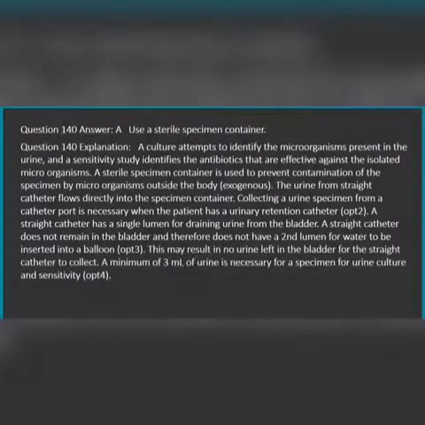Collecting the urine specimen from the catheter port is necessary when the patient has a urinary retention catheter. Option 2. A straight catheter has a single lumen for draining urine from the bladder. A straight catheter does not remain in the bladder and therefore does not have a second lumen for water to be inserted into a balloon. Option 3. This may result in no urine left in the bladder for the straight catheter to collect. A minimum of 3 milliliters of urine is necessary for a specimen for urine culture and sensitivity.